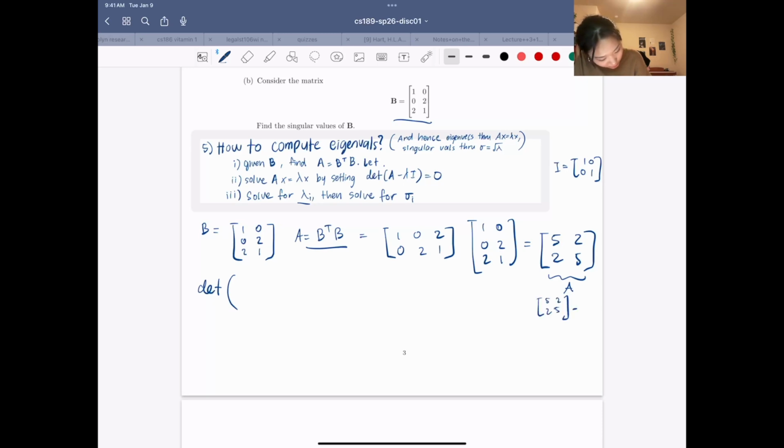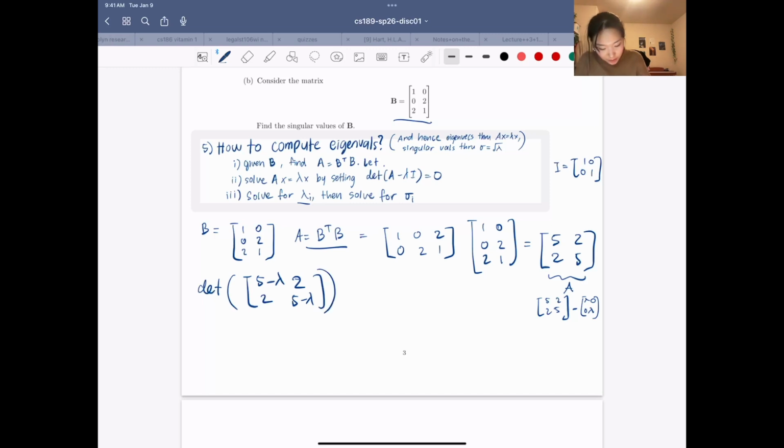We're literally subtracting eigenvalues over here from the matrix. Okay, and so to do this, what we end up getting is 5 minus lambda, 2, 2, and then 5 minus lambda.